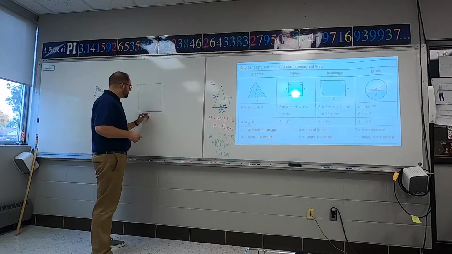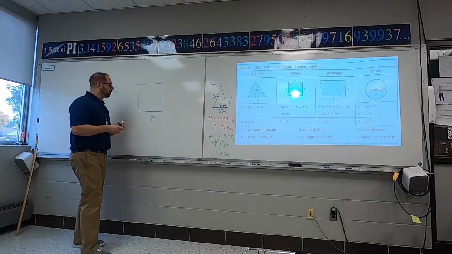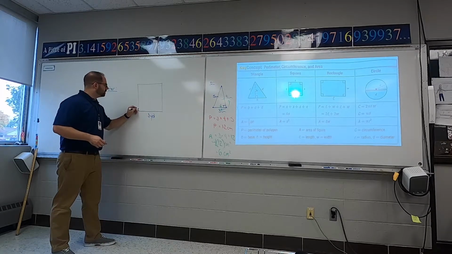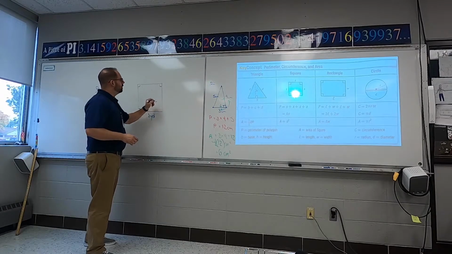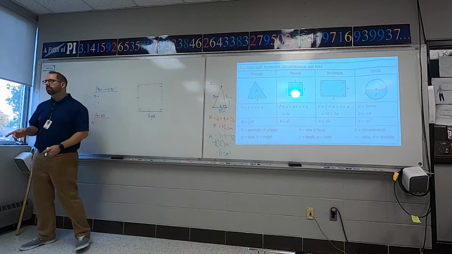Let's go with yards this time. We haven't picked yards yet. Say it again. 3 yards. Okay, let's do 3. So this is a square. We have right angles in the corners, and all the walls are the same. This is a square.